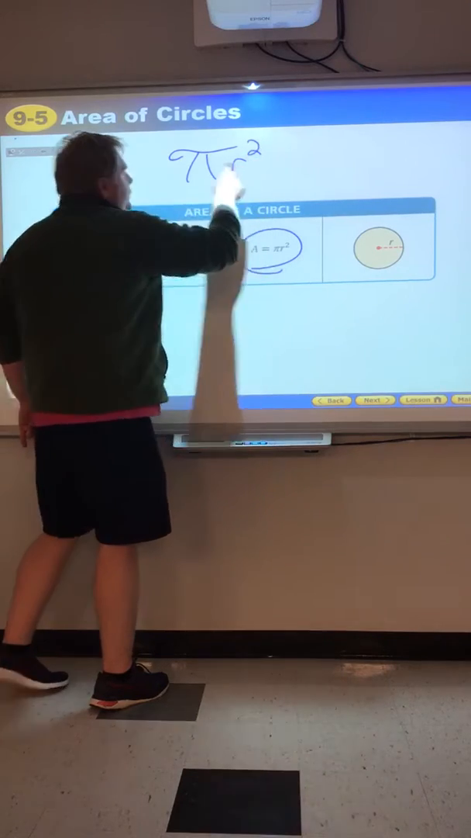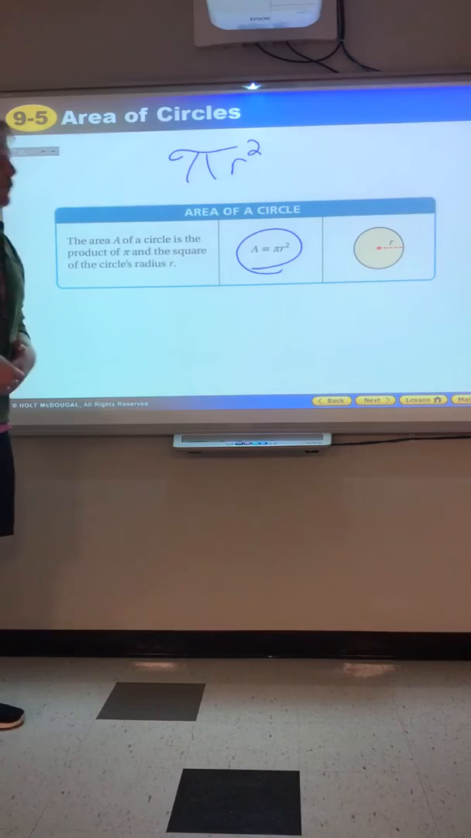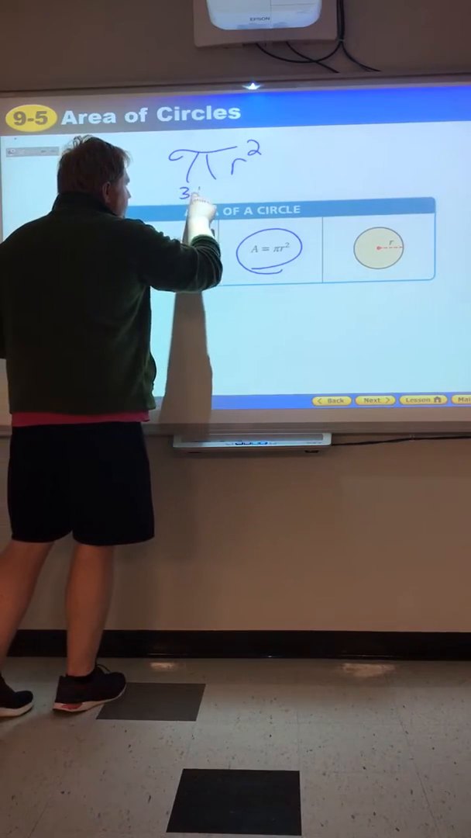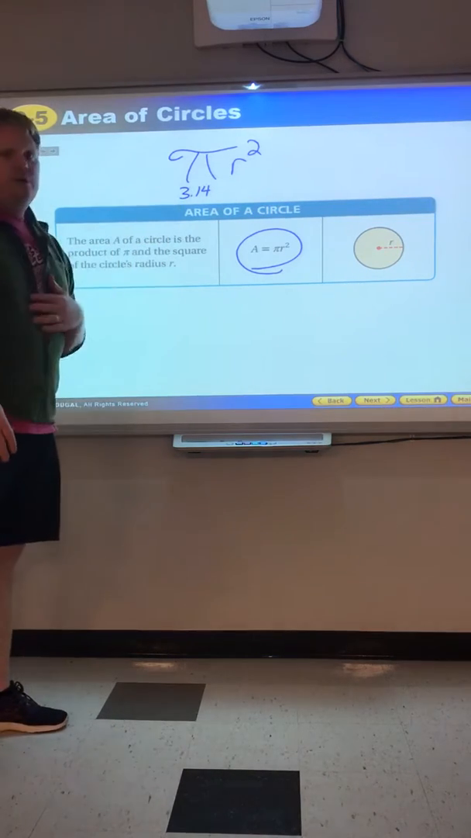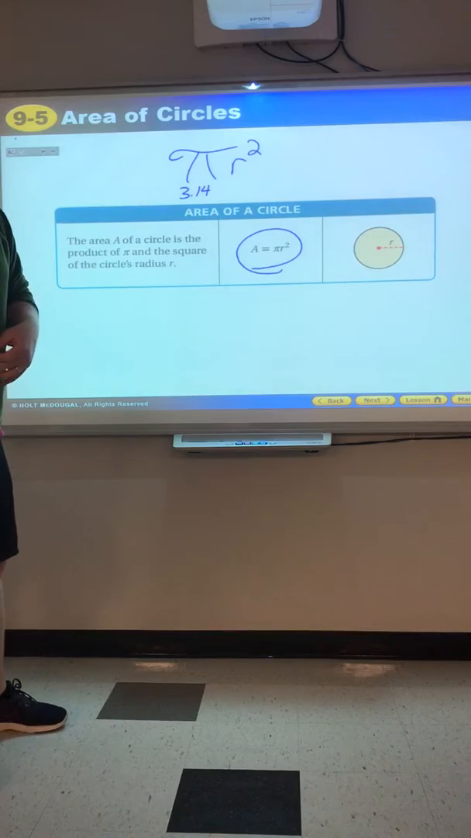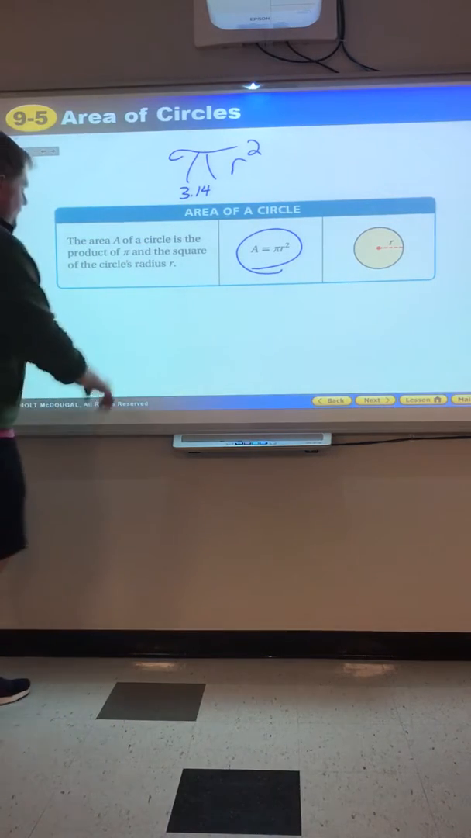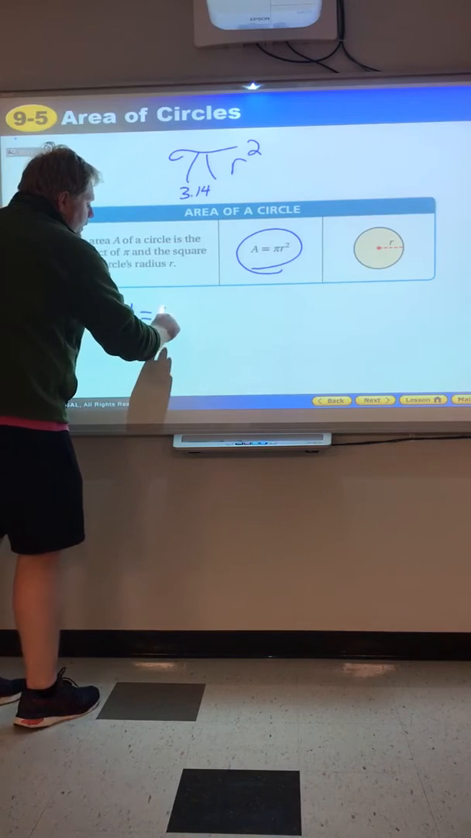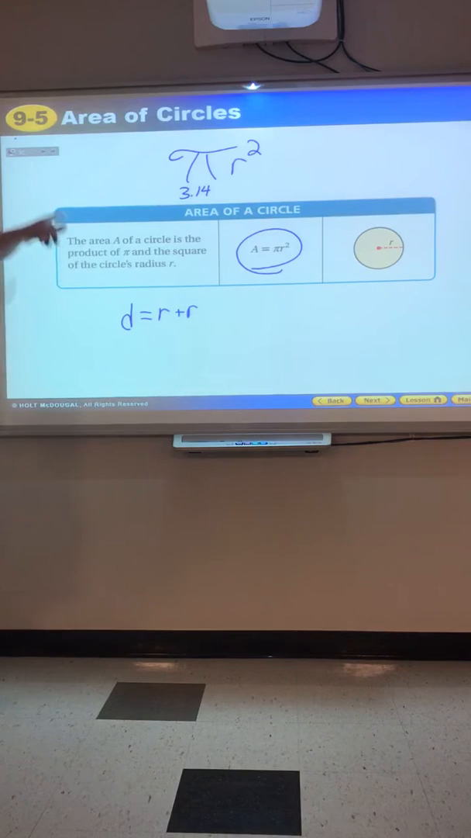Do the squared first, then you take it times 3.14, which is what we'll use as pi. Don't use a pi button on a calculator because you won't get the same answer I'm hoping you'll get. You'll actually be more accurate, but we're just starting, so we'll start here. If they give you the diameter, radius plus radius is diameter, so divide by 2 to get the radius.